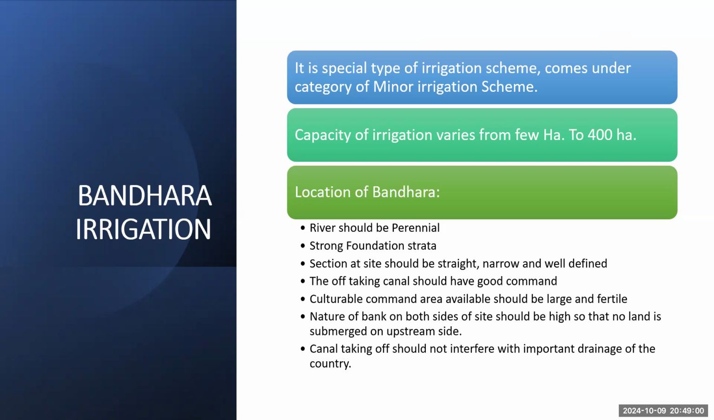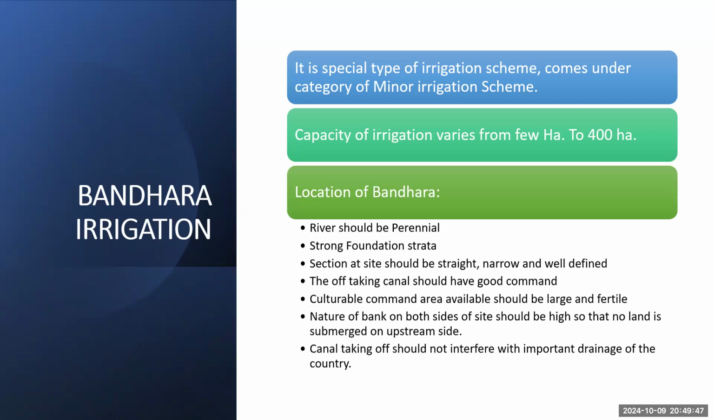The second type of minor irrigation work is Bandhara irrigation. This Bandhara irrigation is more common all over India. In Bandhara irrigation, a Bandhara, which is a small obstruction, is constructed across the flow of water, and the water level in the river is raised. This raised water level is diverted to the canal, and water is supplied through the canal to the fields. That is how Bandhara irrigation works.